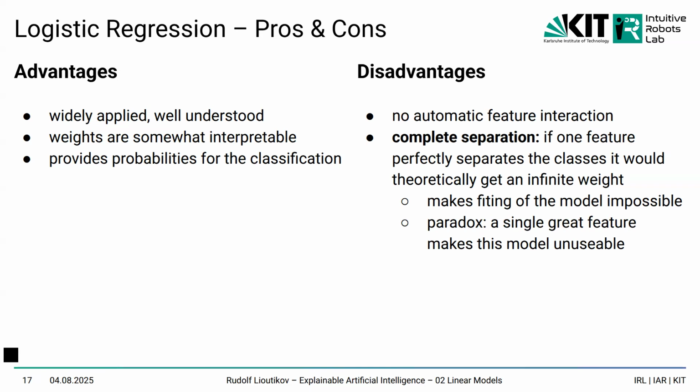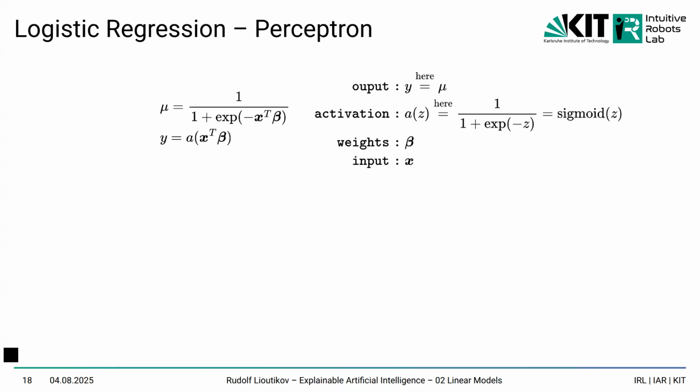Which is a fun paradox, right? If you have a great feature, it makes the model unusable. So that's kind of fun here.